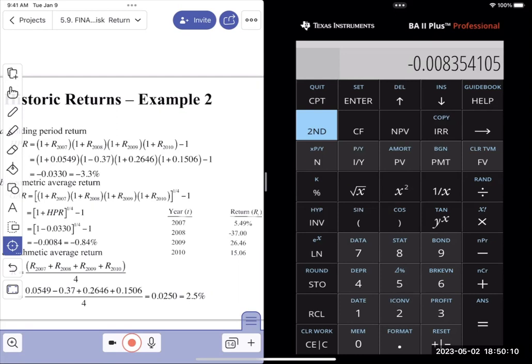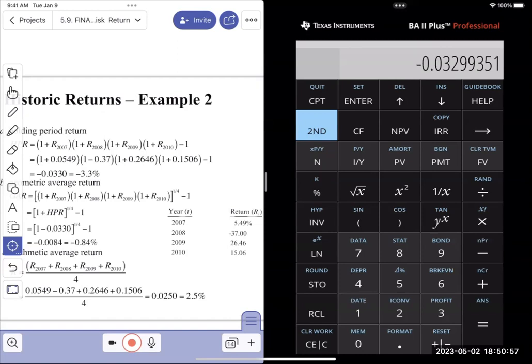All right, where was I? So I just got the second one. Do you want me to redo the first one? Okay. So 1.0549 times bracket 1 minus 0.37 close bracket times 1.2646 times 1.1506 equals minus 1.